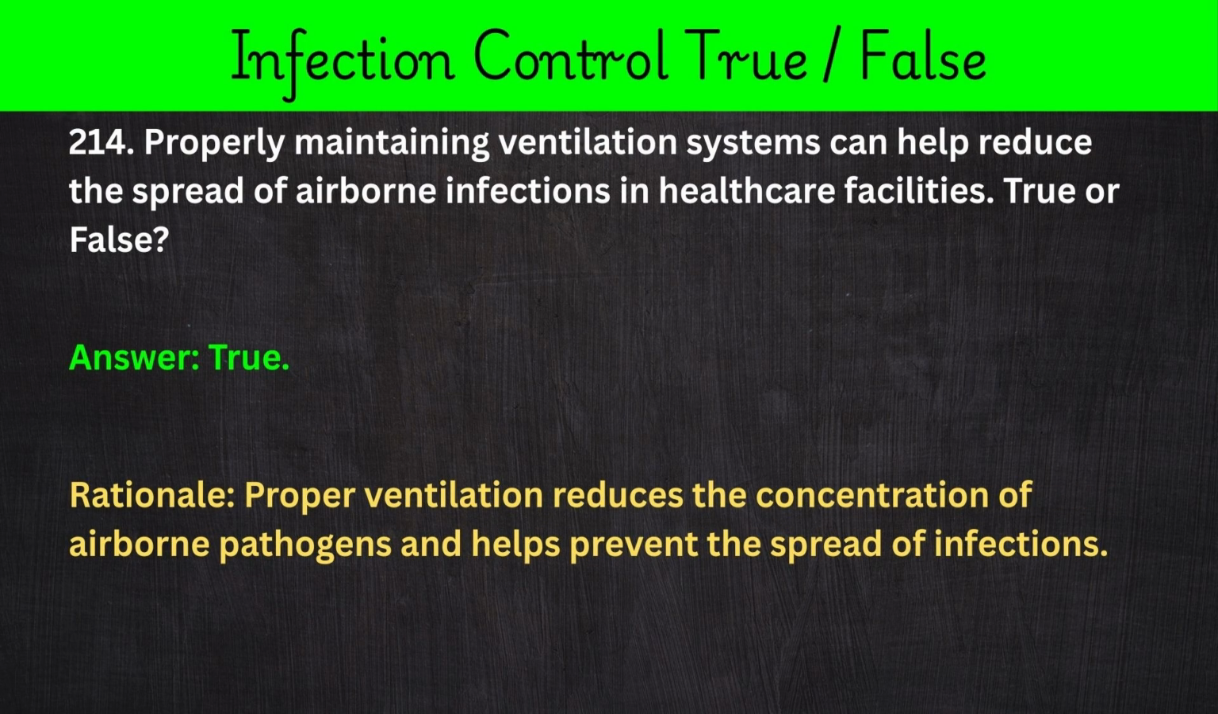214. Properly maintaining ventilation systems can help reduce the spread of airborne infections in healthcare facilities. True or false? Answer: true. Rationale: proper ventilation reduces the concentration of airborne pathogens and helps prevent the spread of infections.